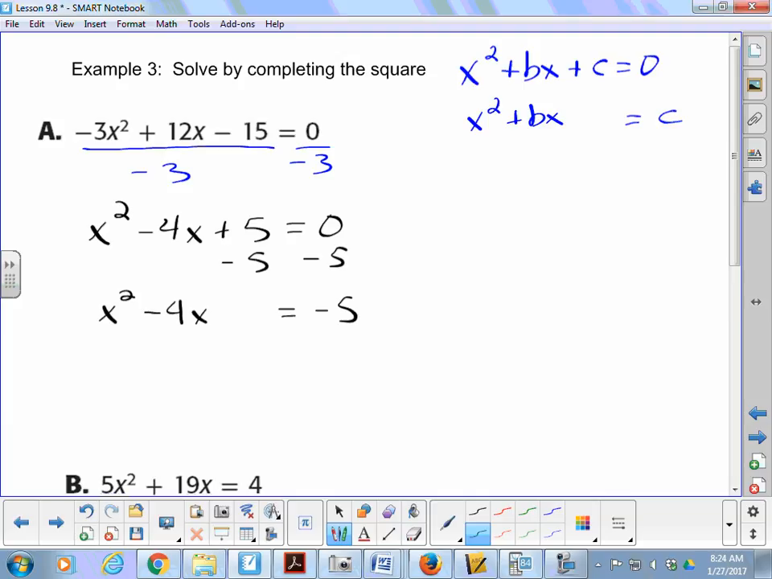All right, so remember, here we put our parentheses. Inside the parentheses, we have x, and then half of -4 is -2. So half of -4 goes here in the parentheses, and then I'm going to take that and square it and add it to both sides. So -2 squared is +4, so I'm adding 4 to both sides.